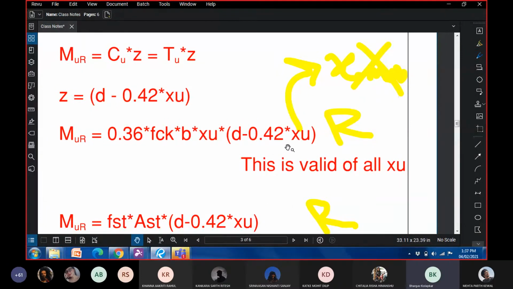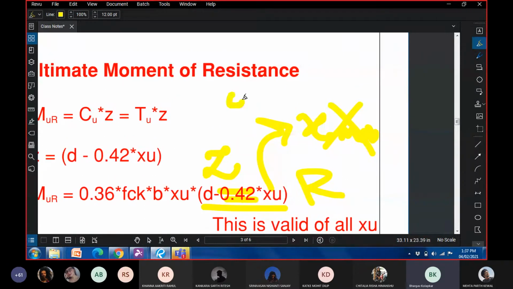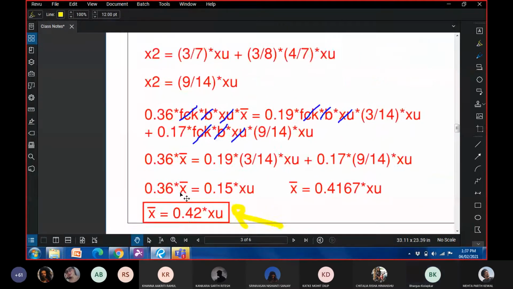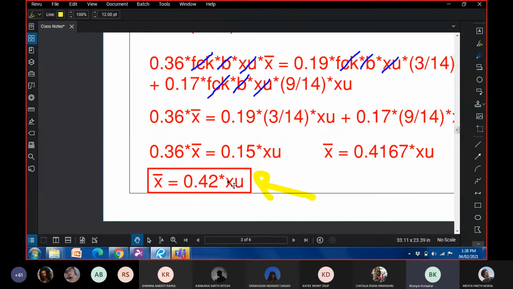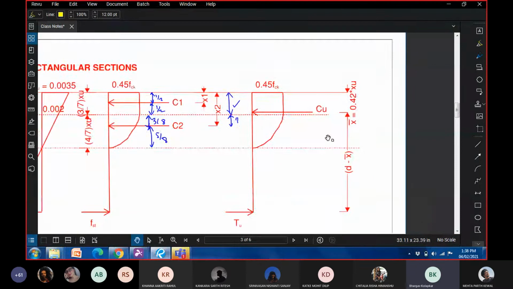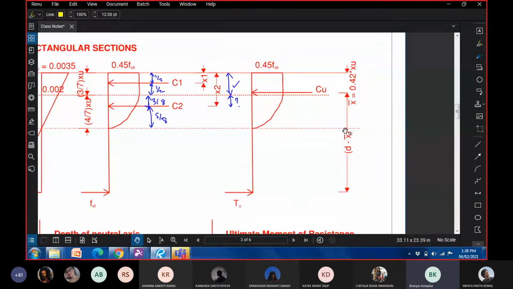This 0.42 term is Z, which is the lever arm. So this 0.42 is different from 0.53, 0.48, 0.46, 0.44. That's different. It comes from here: X bar is equal to 0.42 times XU, and therefore this is D minus 0.42 times XU. So it has nothing to do with the grade of steel or the type of section.